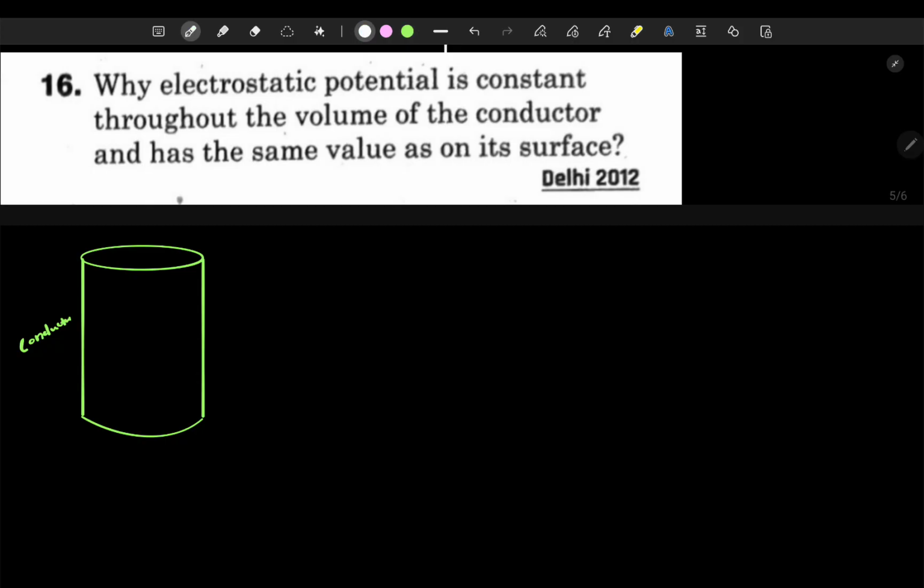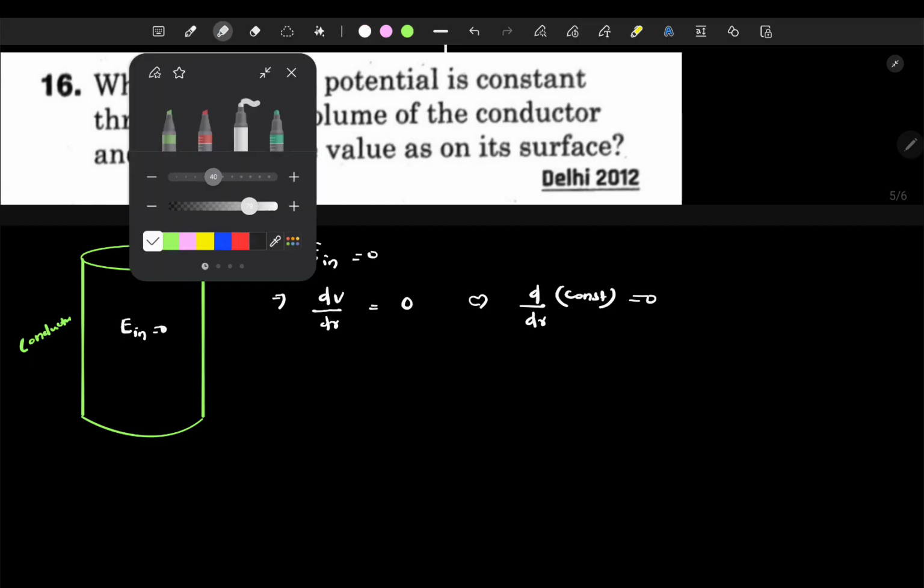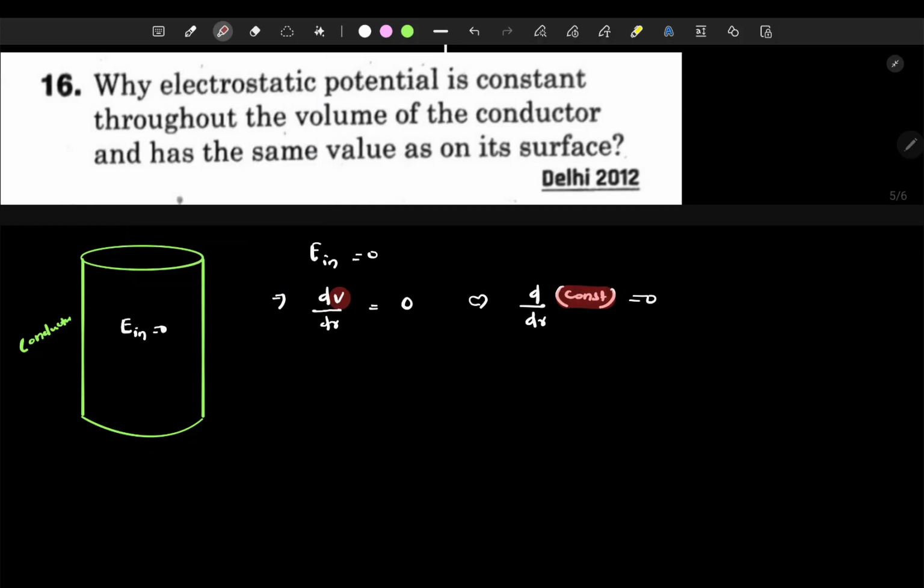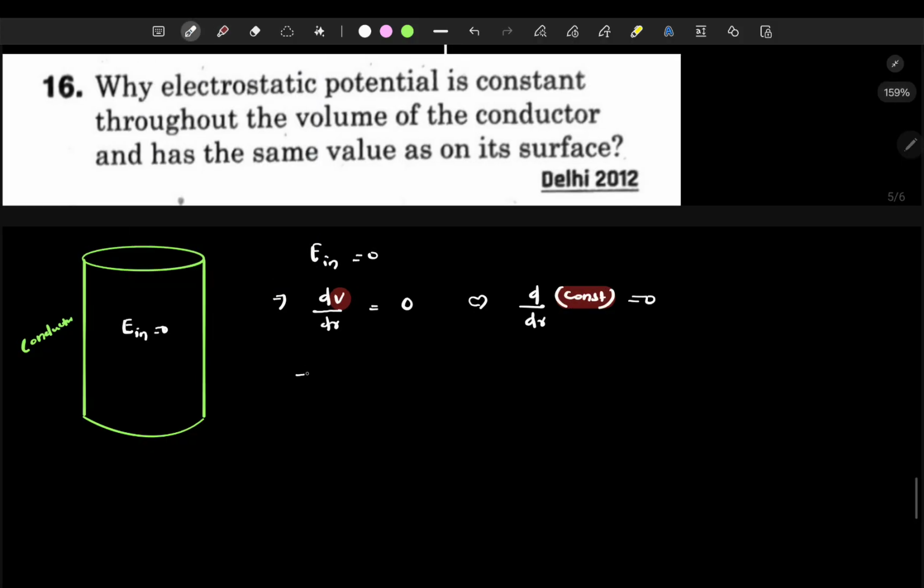What is the electric field inside the conductor? Electric field inside the conductor is 0. So E inside the conductor is 0. We know E is equal to dV by dr in magnitude, that is 0. What is dV by dr? Potential gradient, electric potential gradient. But we know the derivative of any constant quantity with respect to dr is equal to 0. So on comparing these two, we can say potential is constant. V is equal to constant.